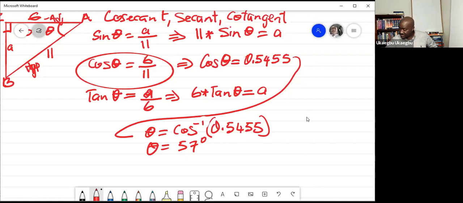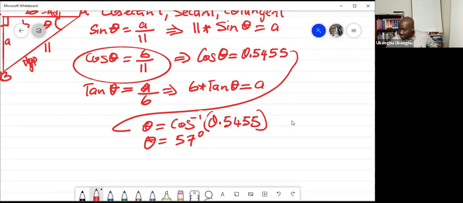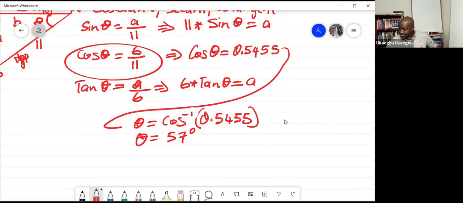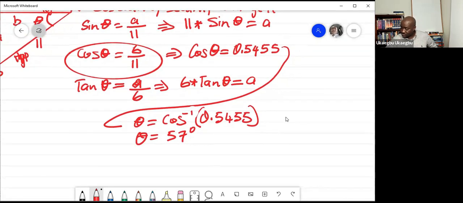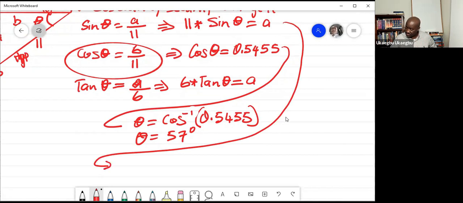And then using that, we can actually get the value of A. The value of A from here would be A is equal to 11 multiplied by sine 57 degrees.